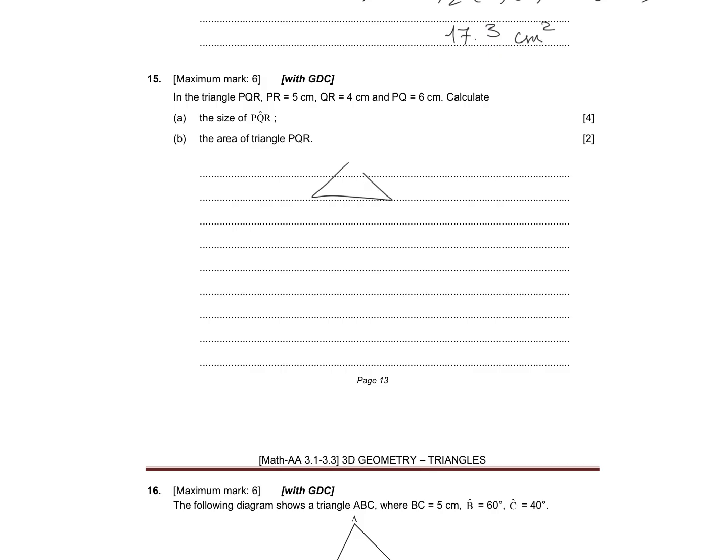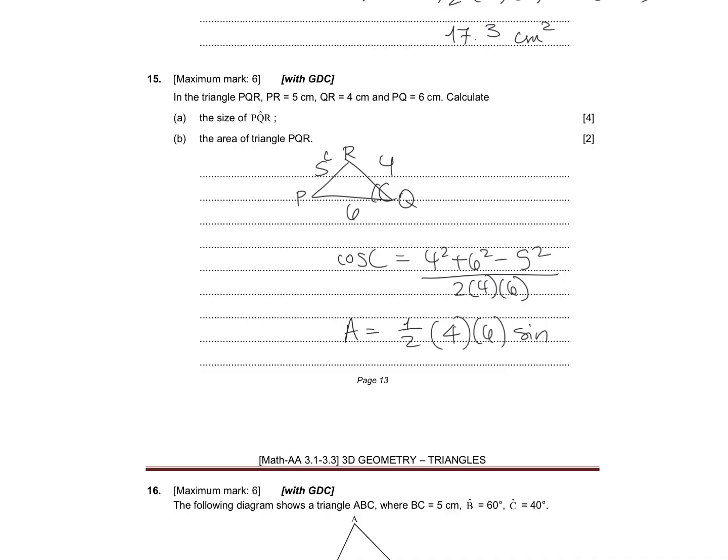All right, 15, we've got a triangle, 5, 4, 6, and this is PRQ. And we have to calculate the size of the angle P. So this is C, this is little c. So cosine C equals 4 squared plus 6 squared minus 5 squared over 2 times 4 times 6. And then for the area, we're going to have 1/2 times 4 times 6 times sine of that included angle. So C ends up being 55.8 degrees, and we'll do the unrounded here. So the area ends up being 9.92, and we're in centimeters squared.